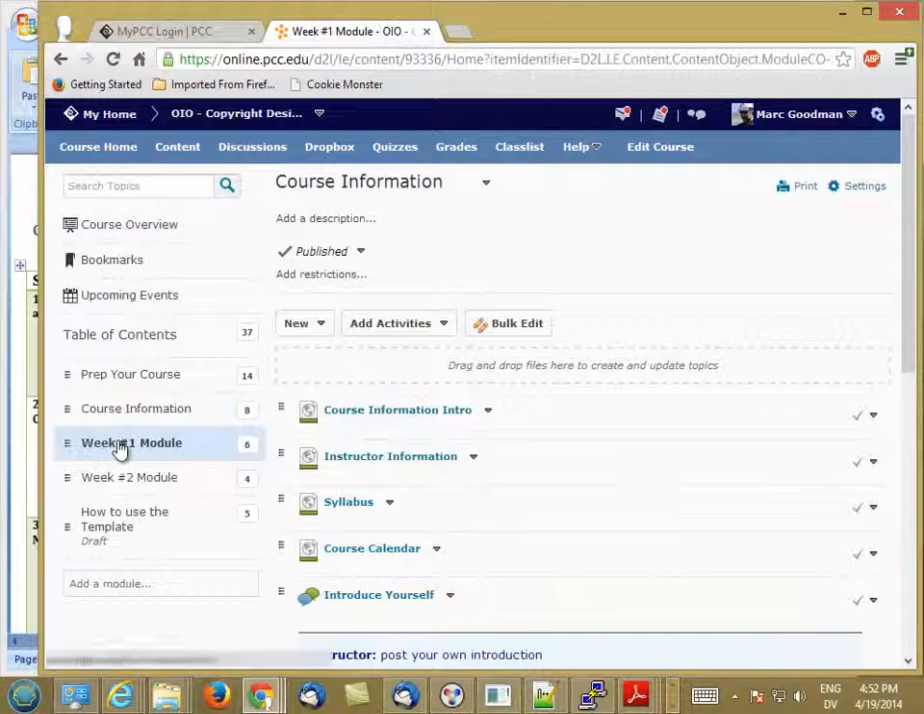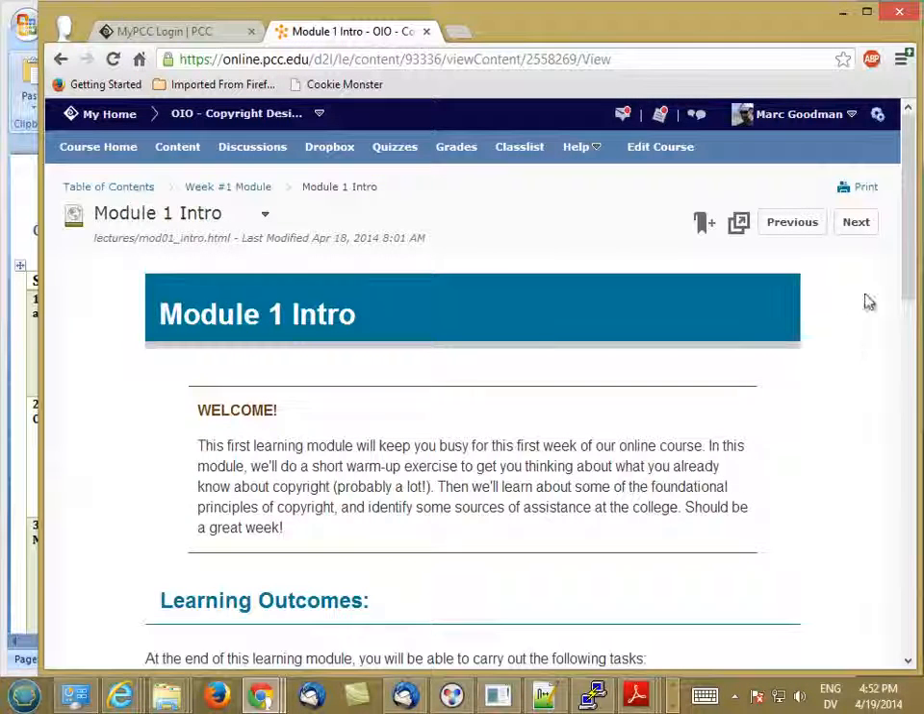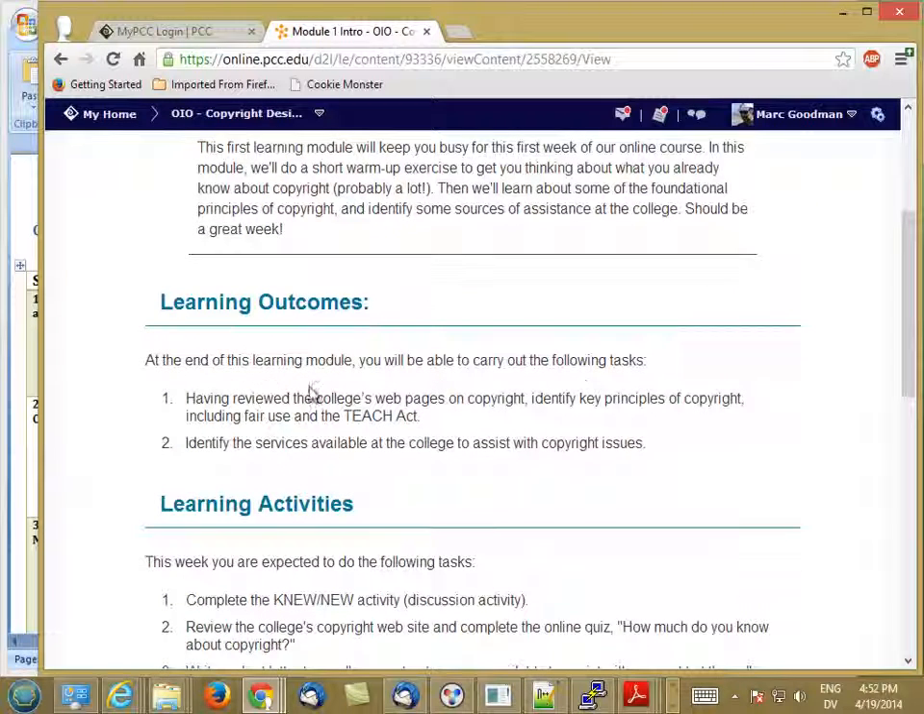We'll go to module one, and we see there's a module one intro. And this has learning outcomes right at the top. So the learning outcomes for module one are to identify key principles of copyright and identify services available at the college to assist with copyright issues.